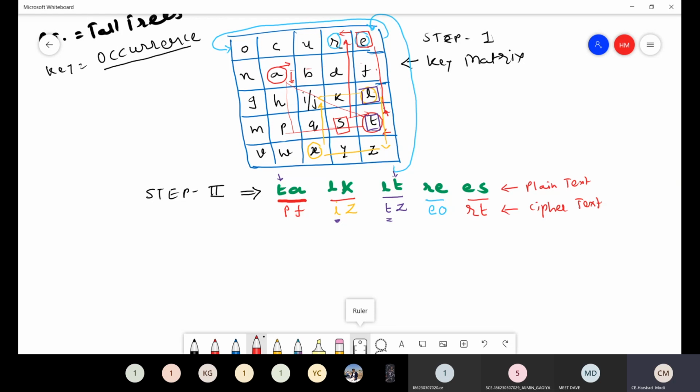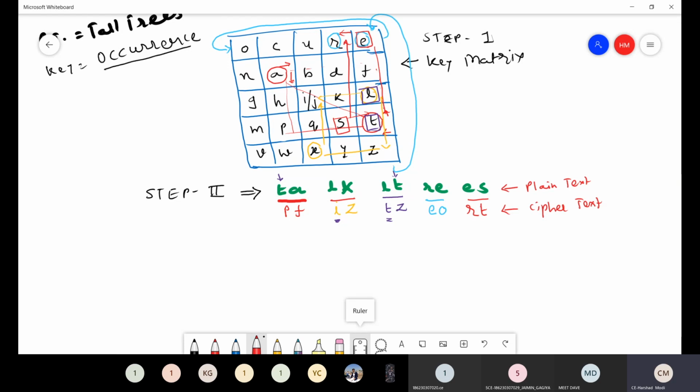Now again we have to follow the three rules. The first one is that if the two letters of the given pair fall in a single row, then we have to take the character which is to the right of the given character. The second case is if both the letters fall in a single column, then we use the character below the given character.